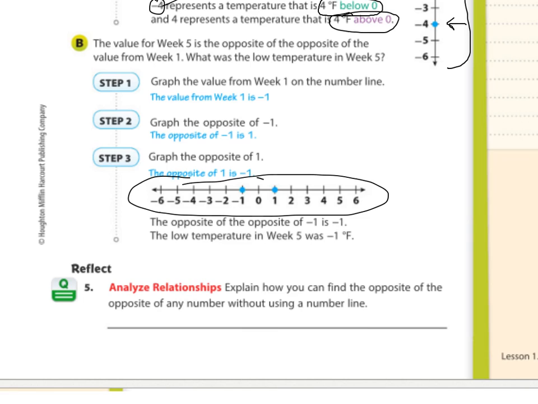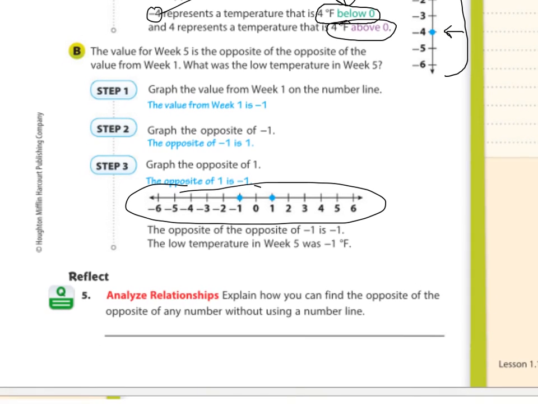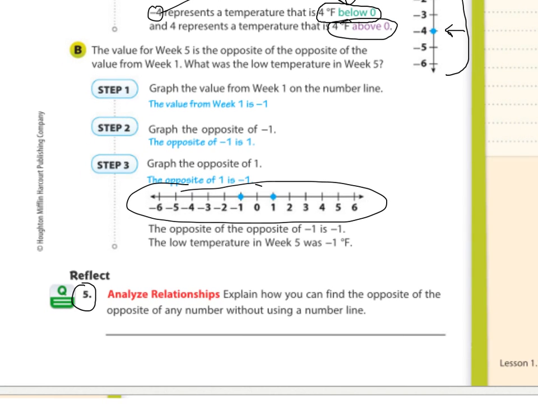This says explain how you can find the opposite of any number without using a number line. I would like to see the answer to this question. Type it out, explain it as best you can. How can you find the opposite of any number? Think about that for just a little bit before you answer it.